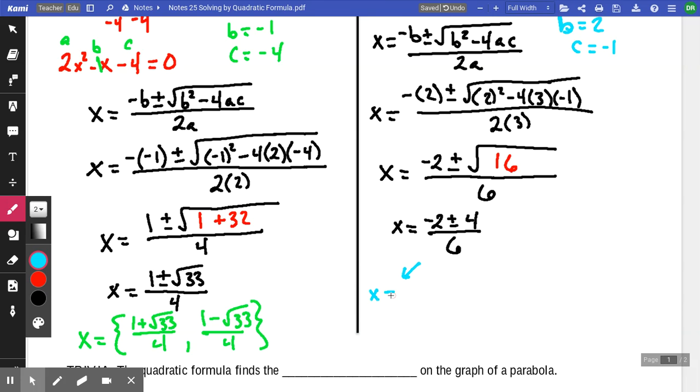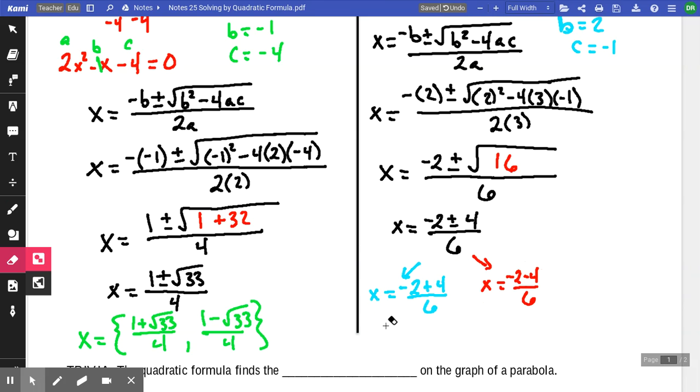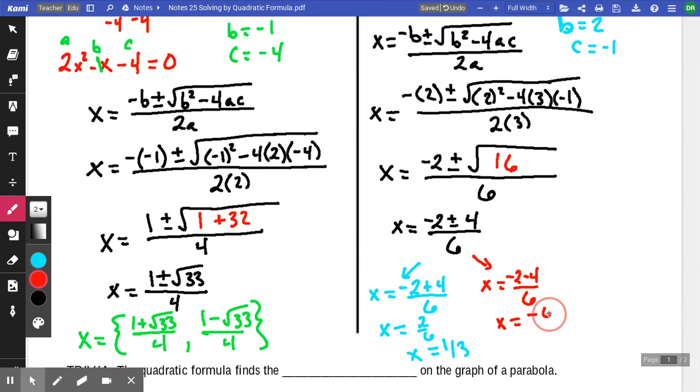So we have x equals -2 plus 4 divided by 6. And then we also have -2 minus 4 divided by 6. And to simplify these, we add in the top of our fraction first. So here we get x equals 2 over 6, which reduces to 1/3. And over here, when we subtract in the numerator, we get x equals -6 over 6, which simplifies to just -1.